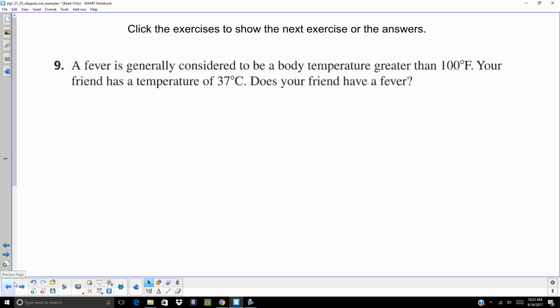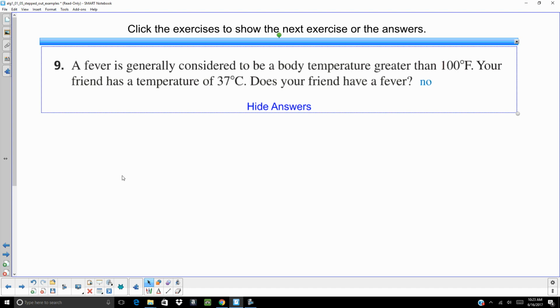All right, take a second, hit pause, try this one on your own. When you are ready, hit the pause button again and check your answer. Nope, you don't have a fever.